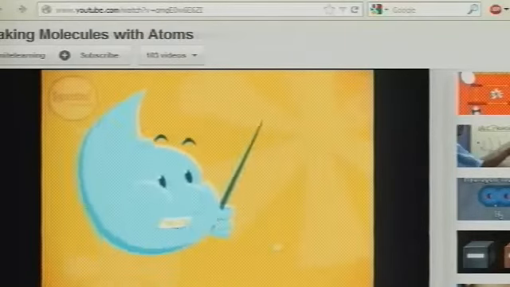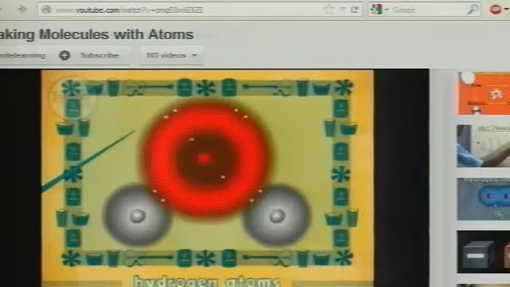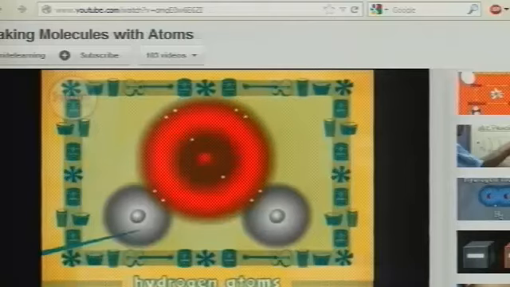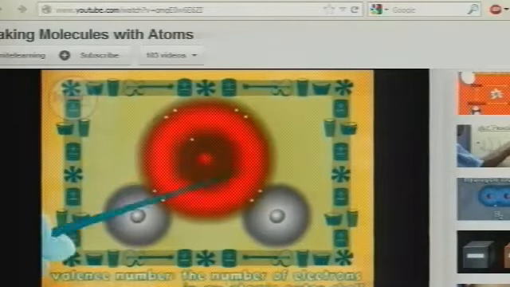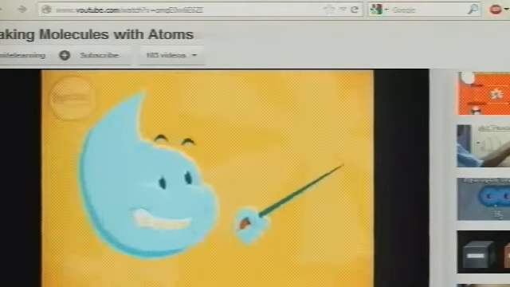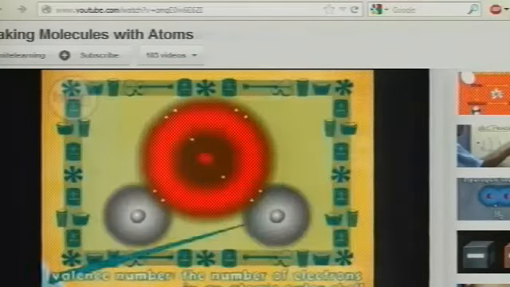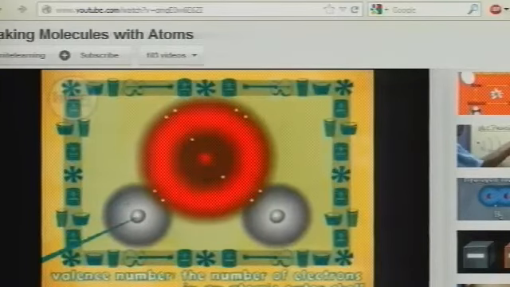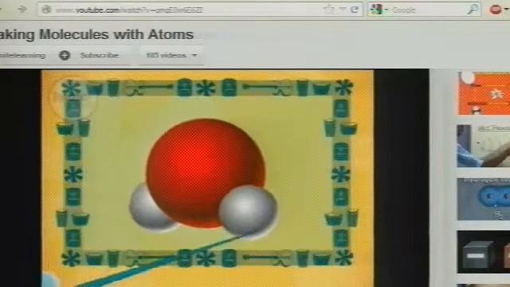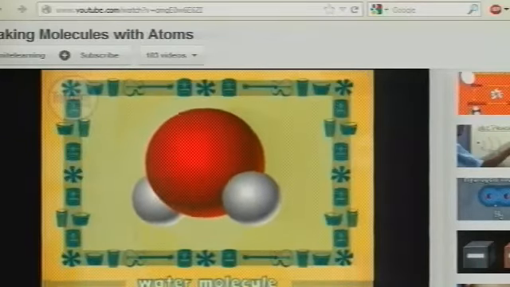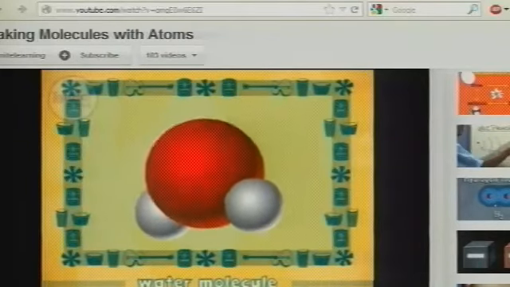Take our drop of water, for example. 1 water molecule is made up of 2 hydrogen atoms and 1 oxygen atom. The oxygen atom has 6 electrons in its outer shell, or a valence number of 6. It would love to gain 2 electrons. Each hydrogen atom has a valence number of 1. And when the 3 of them get together, they really bond. Behold, the water molecule.